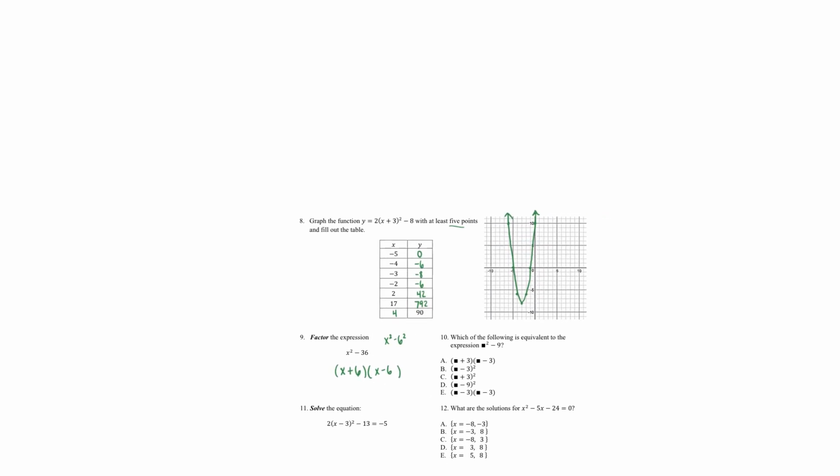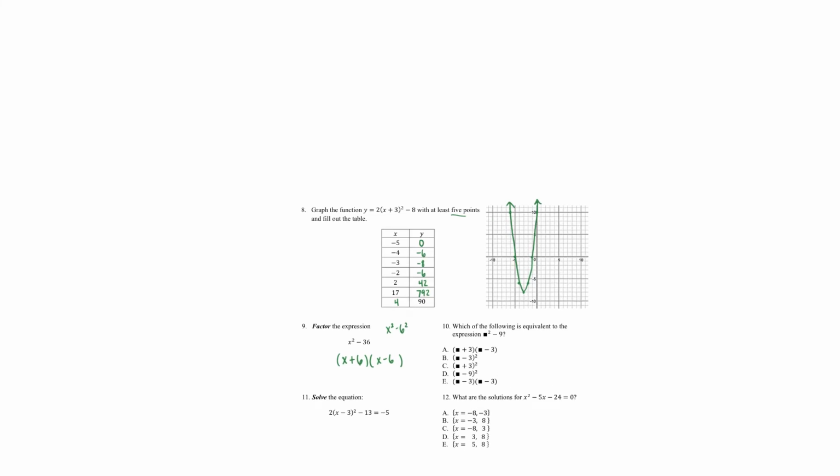Number 10, which of the following is equivalent to the expression, I don't know how to read this, box squared minus 9. I don't know what to call that thing. Black square. I'm just going to call it box. So basically, this is the same as asking, what's equivalent to x squared minus 9, right? You can plug in anything you want. You can plug in a triangle minus 9. You can plug in a pentagon minus 9. Pentagon squared minus 9. It's all the same thing.